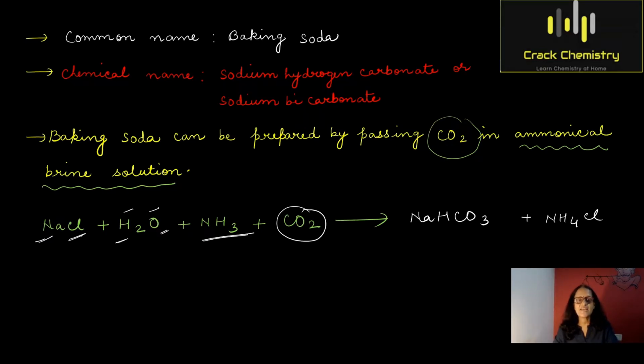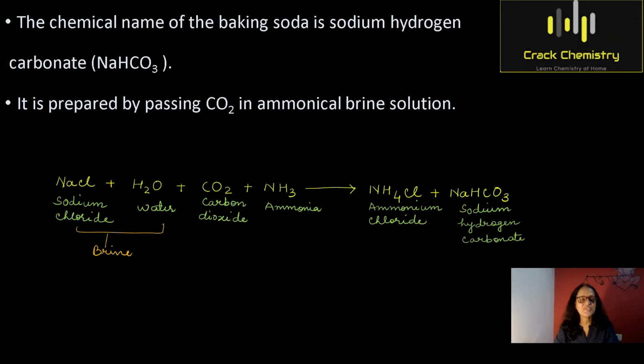Now what's the final reaction? The final equation is NaCl plus H2O plus NH3 plus CO2. They will combine together and will form NaHCO3 plus NH4Cl. Students, this is your final equation.